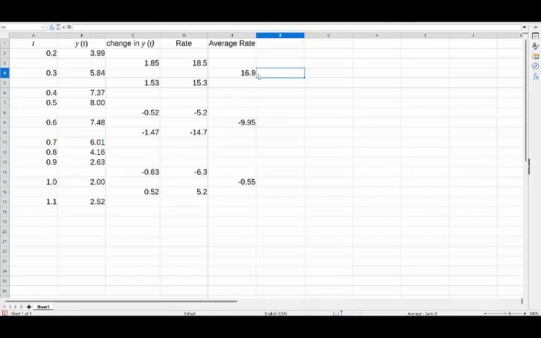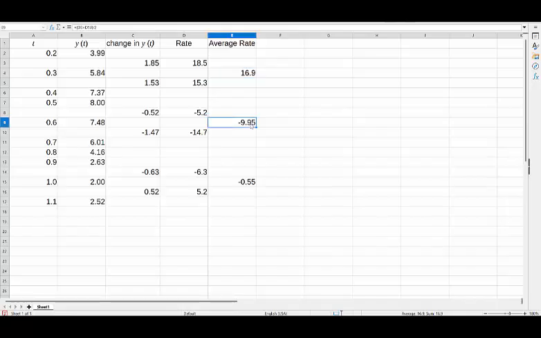So let's see here. At 0.3, our instantaneous rate is going to be about 16.9. So let's see what that means. Well, remember that since it's changing, it's going positive, but it's going down. The spring is going down. So it's moving fast away from the ceiling.